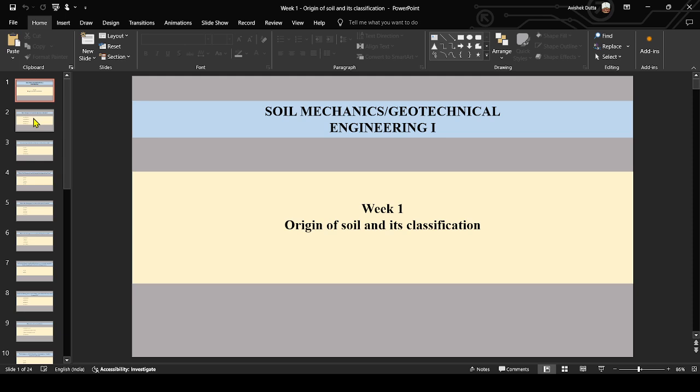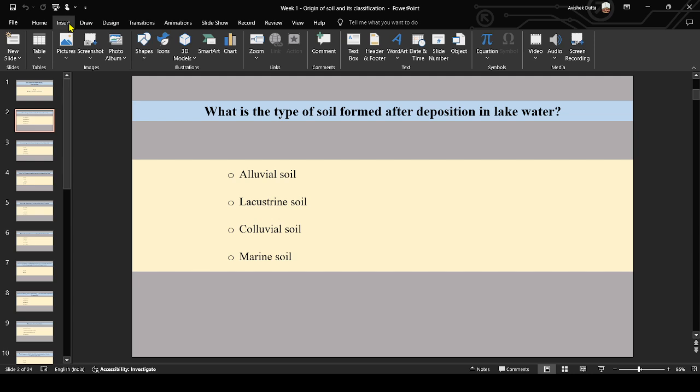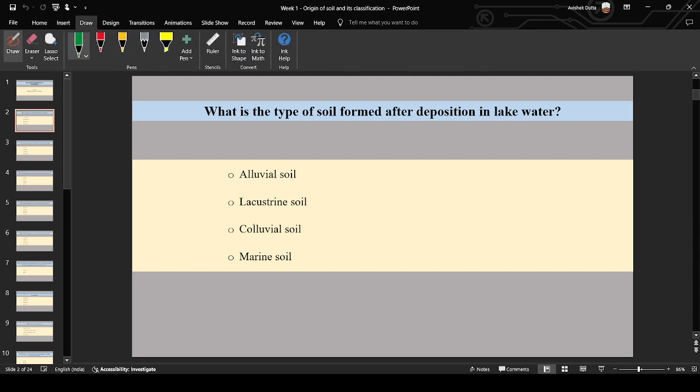The first question was, what is the type of soil formed after deposition in lake water? The answer to this question is lacustrine soil. And the other options being shown here, like alluvial soil, colluvial soil, and marine soil, I'm going to explain them as well.